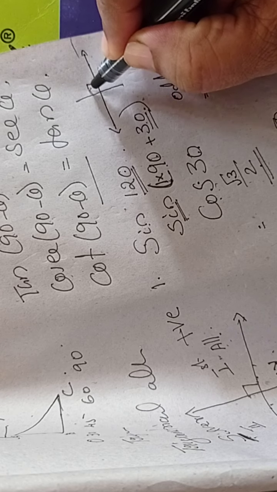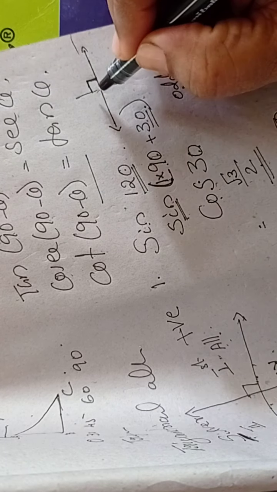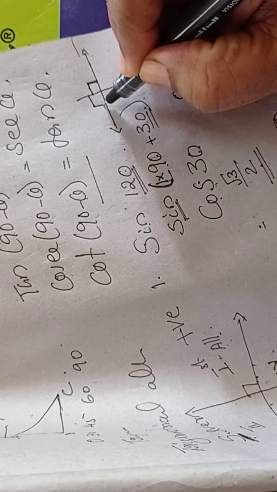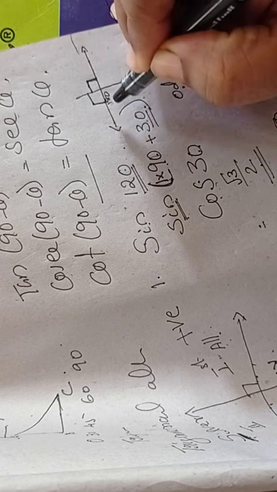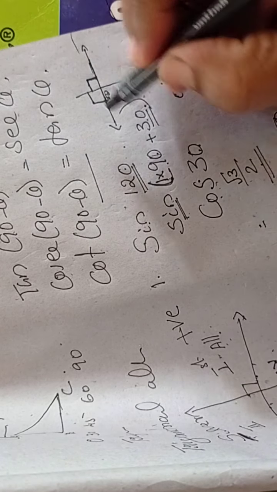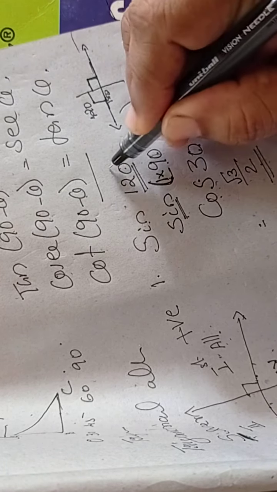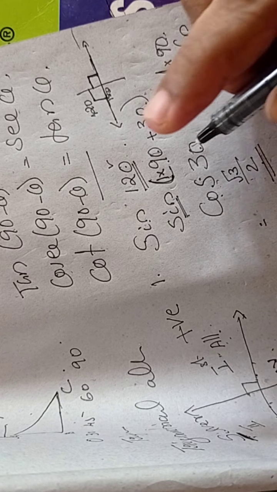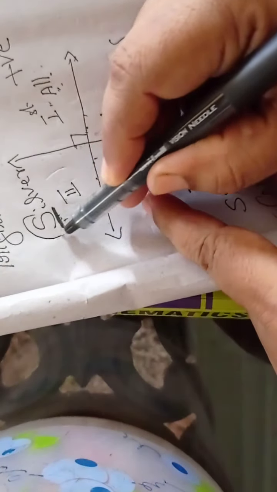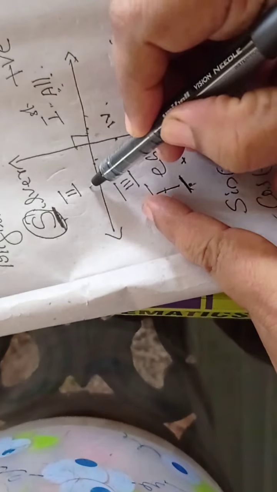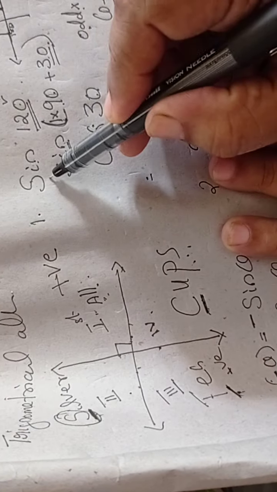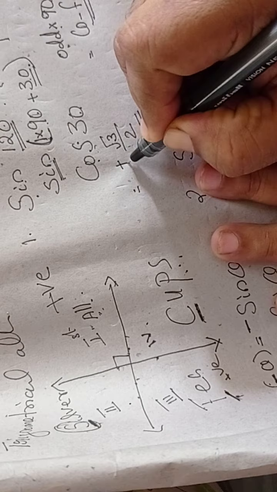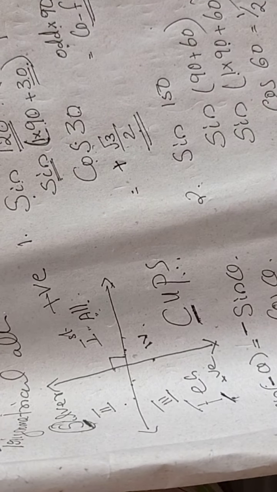In the first quadrant, 0 to 90. In the second quadrant, 90 to 180. This angle is the straight line angle 180. Therefore, 120 lies in the second quadrant. In the second quadrant, all silver, sine is positive. Here the question is sine, therefore the answer is positive.